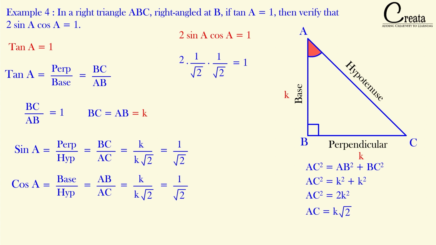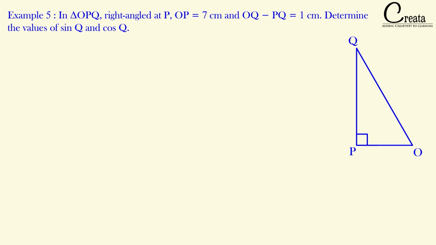Let's move to the next question, example number 5. In triangle OPQ, right angle at P, OP is 7 cm and OQ minus PQ is 1 cm. Determine the value of sin Q and cos Q. So this is the question. In the question, the triangle OPQ is given and angle P is 90 degrees, and OP is given as 7 centimeter, and we are also given an equation, that is OQ minus PQ is equal to 1 centimeter, and we have to find the value of sin Q and cos Q.